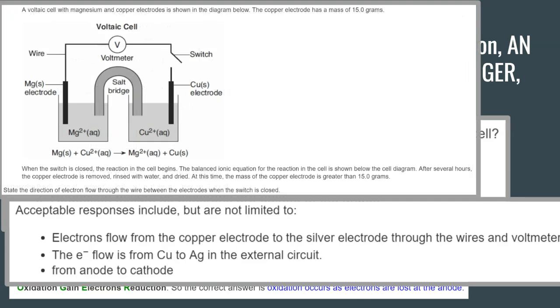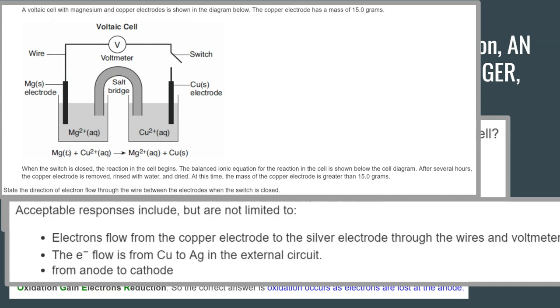A voltaic cell with magnesium and copper electrodes is shown in the diagram below. The copper electrode has a mass of 15 grams. When the switch is closed, the reaction in the cell begins. The balanced ionic equation for the reaction in the cell is shown below the cell diagram. After several hours, the copper electrode is removed, rinsed with water, and dried. At this time, the mass of the copper electrode is greater than 15 grams. State the direction of electron flow through the wire between the electrodes when the switch is closed.